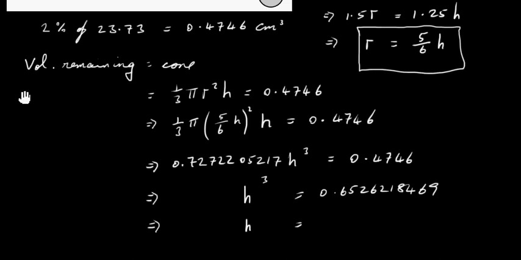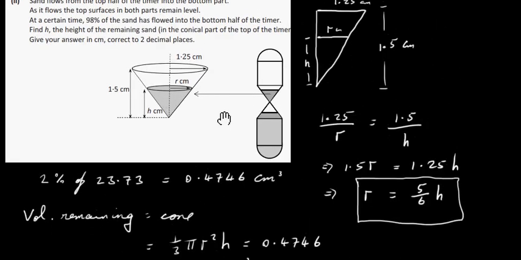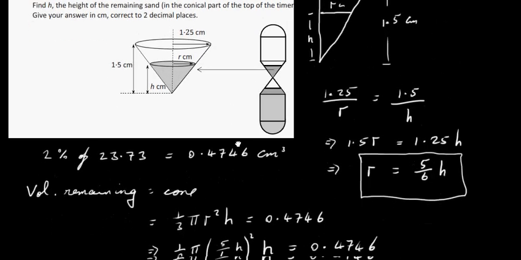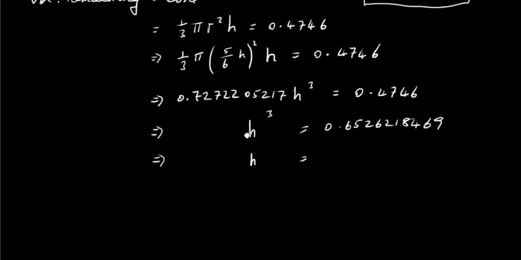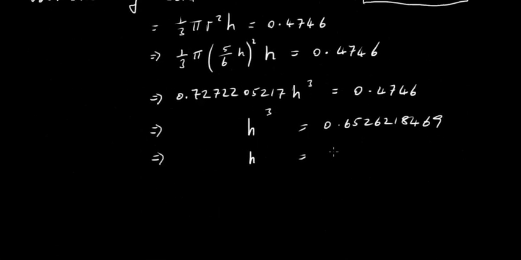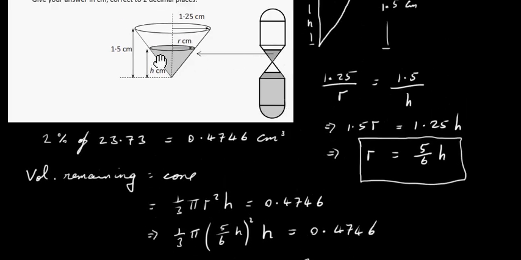Now we have to give our answer to 2 decimal places again, and everything is in centimeters. So to 2 decimal places, when you cube root this, you get 0.87 centimeters. So our height here is 0.87 centimeters. And that's it for this particular question.